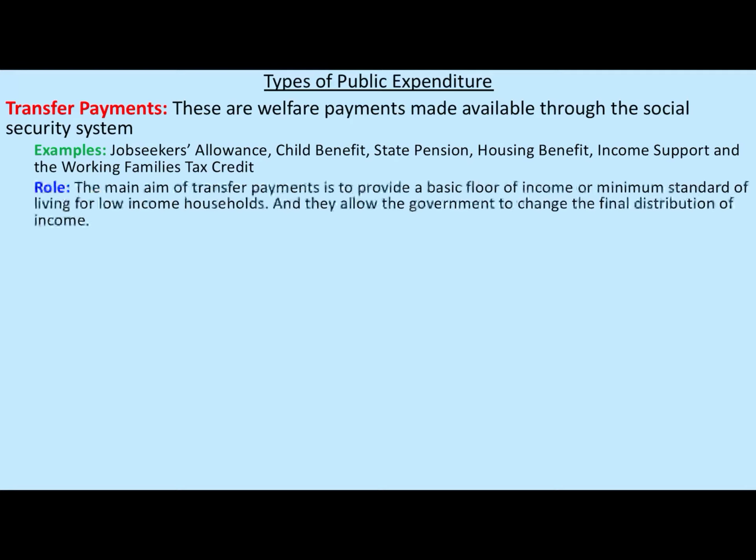They also allow the government to change the final distribution of income quite easily by taxing the rich and giving money directly to the poor. You're improving their standard of living and we're redistributing that income directly.